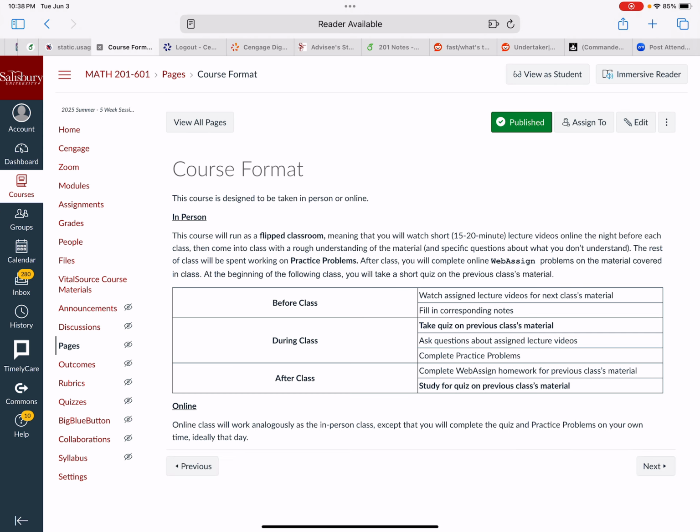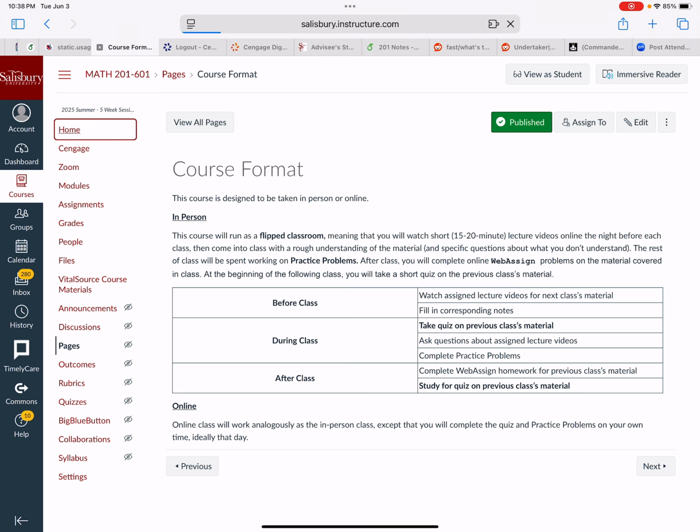Anyway, this is a flipped classroom, which means that you're going to be watching a video and taking notes with the video. Then during class, you can ask me any questions you want about the video. You'll take a quiz on the previous class's material, and then you're going to be doing practice problems throughout the class. Then after class, you're going to be doing online homework problems based on what you were doing in class. And then you're going to study for the next day's quiz on the material that you just learned.